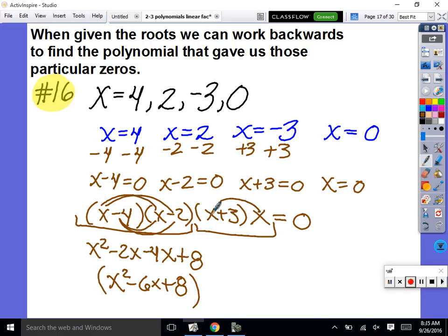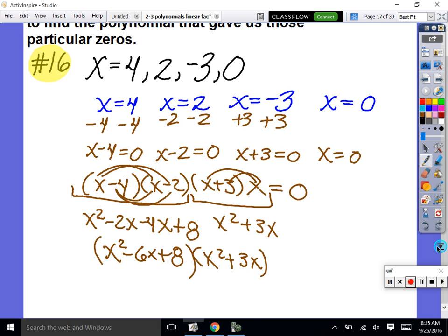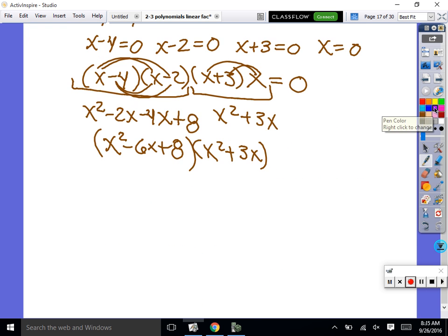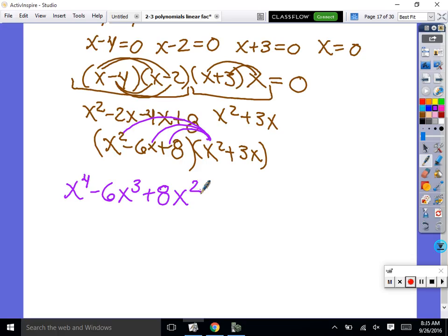And then right here we have x times x, which is x squared. X times 3 is plus 3x. So now we have to multiply by x squared plus 3x. Everybody feeling good? Let's keep going. We've got to be able to multiply these out correctly. So x squared times x squared is x to the 4th. X squared times negative 6x is negative 6x cubed. X squared times positive 8 is positive 8x squared. Is everybody feeling good? Positive 3x times positive x squared is positive 3x cubed.